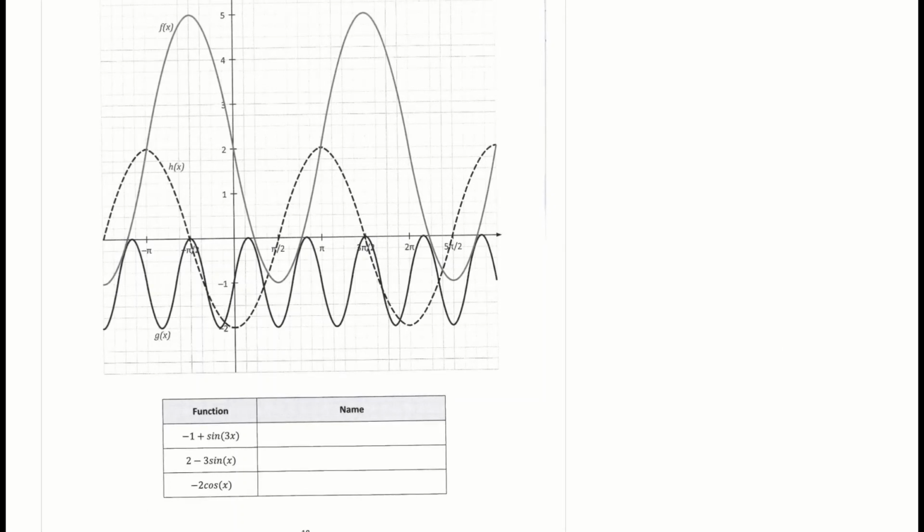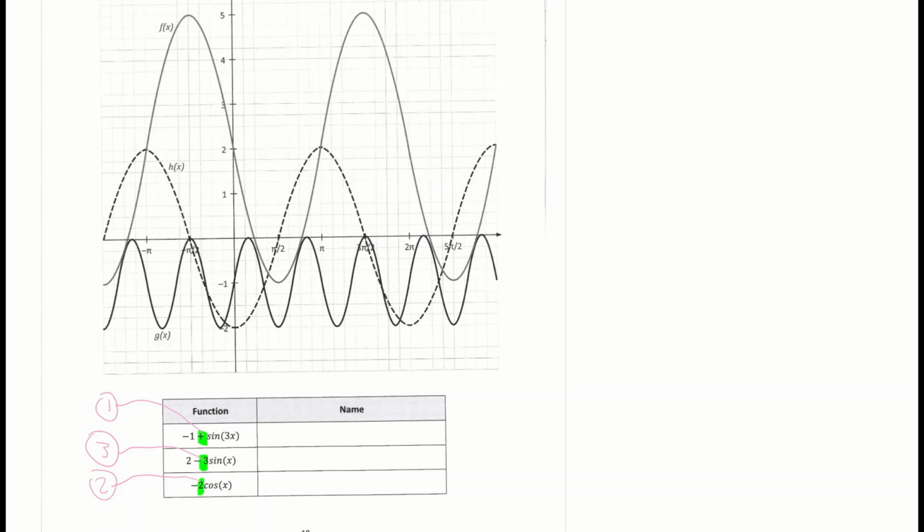What I'm going to do here is match up the amplitude, and the amplitude is the factor in front of the function, which is being multiplied by the sine or the cos. So in this case, you can see here that the amplitude is 1. In the second one here, I'm being multiplied by 3. And in the third one, my amplitude is multiplying by 2. So I just basically need to decide which one has an amplitude of 1 unit, 3 units, and 2 units.